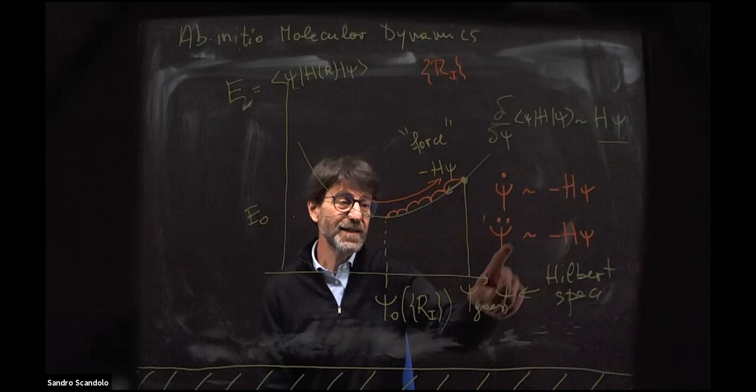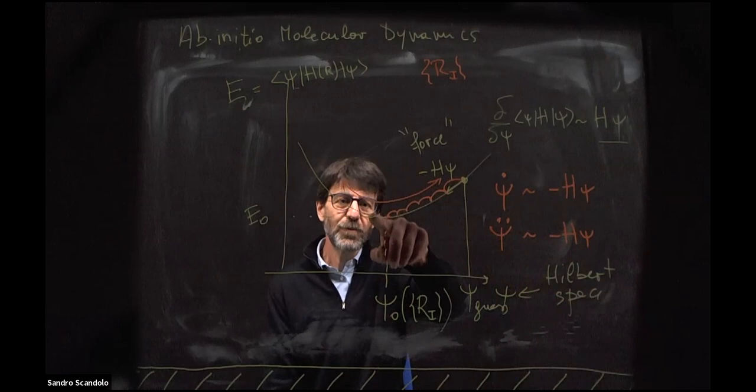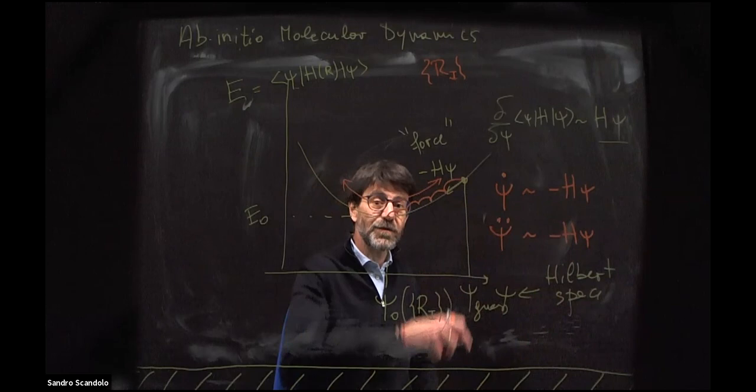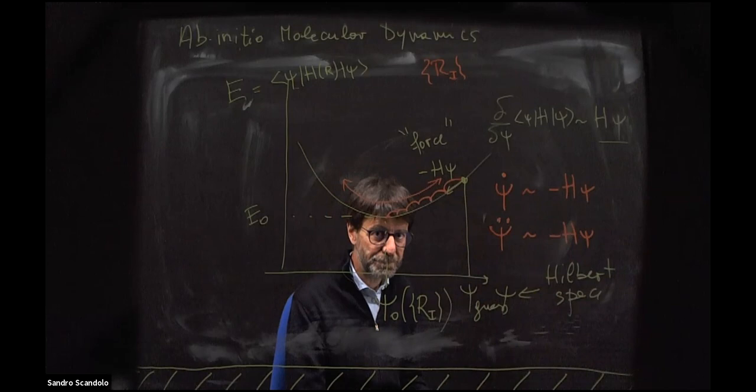It's that on average, if I evolve the wave function in this way, on average the wave function will be very close to the ground state. It will be oscillating, but on average it will be very close to the ground state. So if I evaluate the average value of the wave function, that's not going to be very far from the actual ground state.